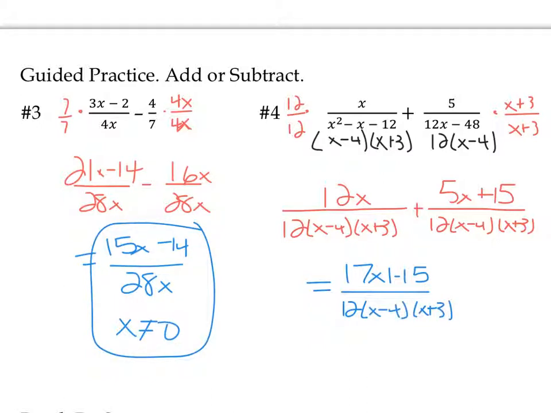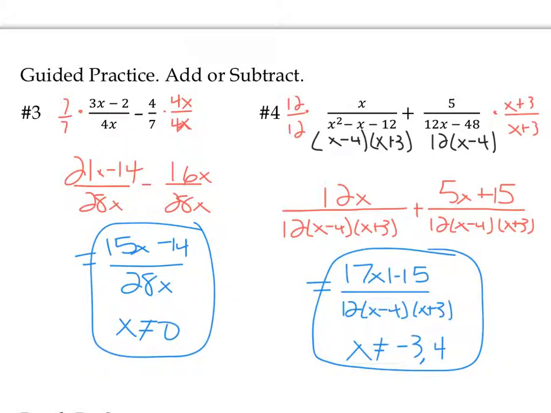You don't need to multiply that all together. You could if you wanted to. You could FOIL the x minus 4 and x plus 3, then multiply it all by 12, but I would say just leave it like this. And then note our restrictions. We can't have negative 3 or 4 for x values. Negative 3 and 4 are our restrictions. Okay?